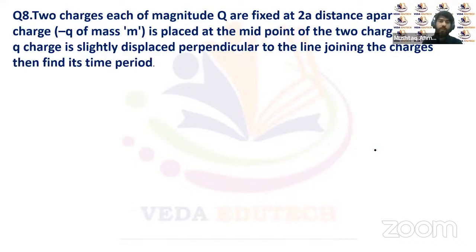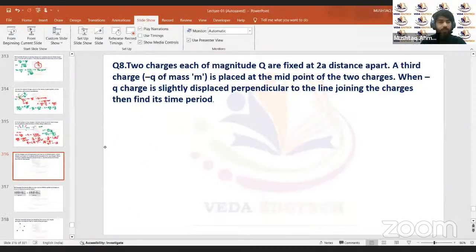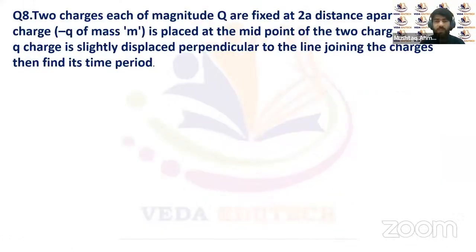Let's discuss question number 8 here. You can see in question number 8, we have two charges, each of magnitude q, fixed at a distance of 2a apart. A third charge of minus q, of mass m, is placed at the midpoint. There is another third charge which is of charge minus q and mass m.